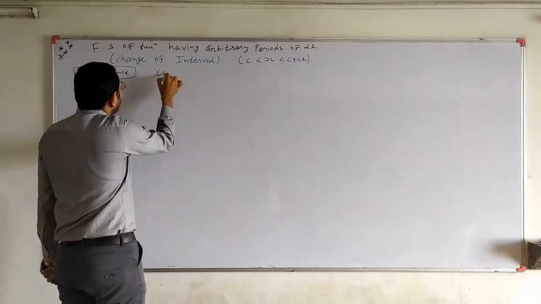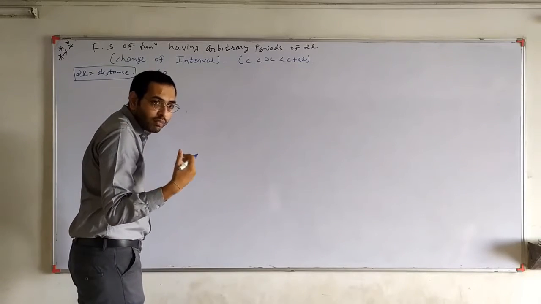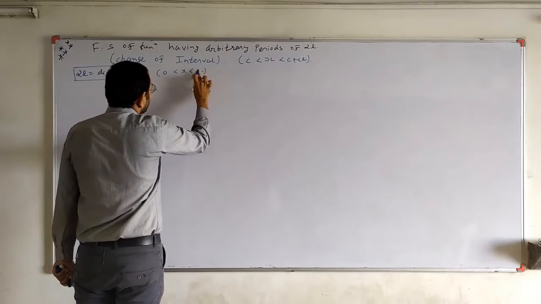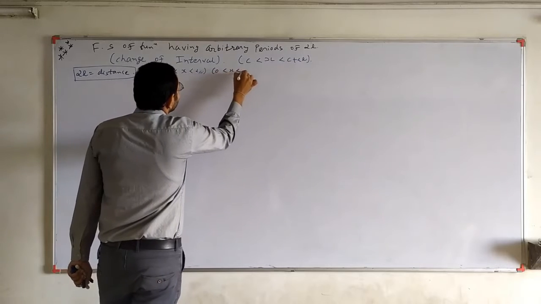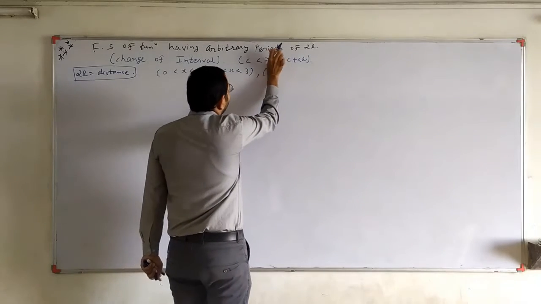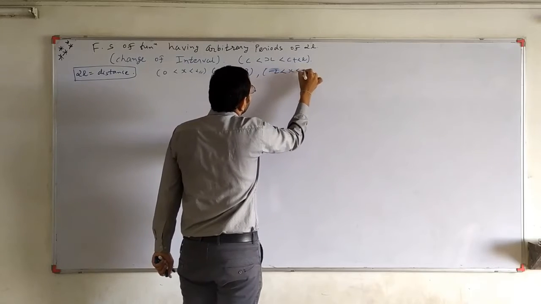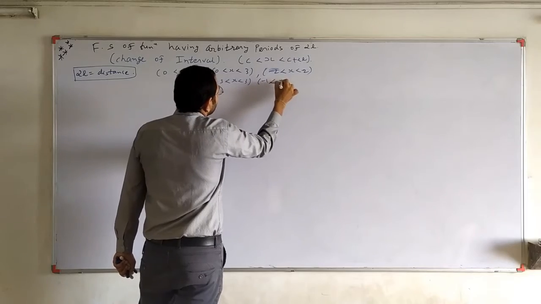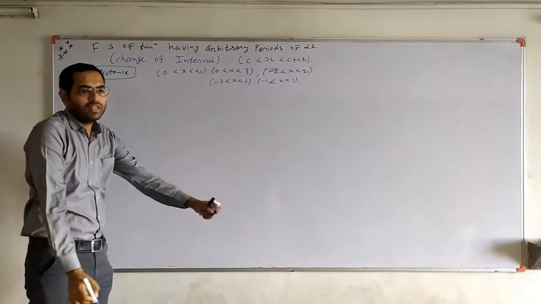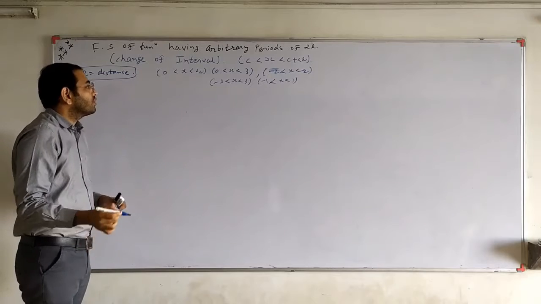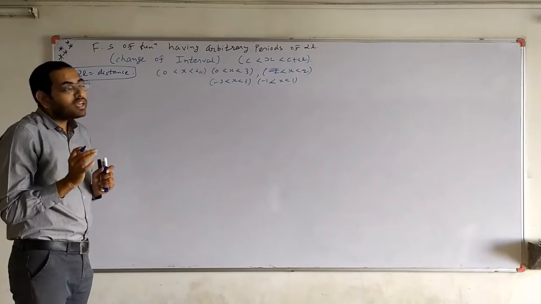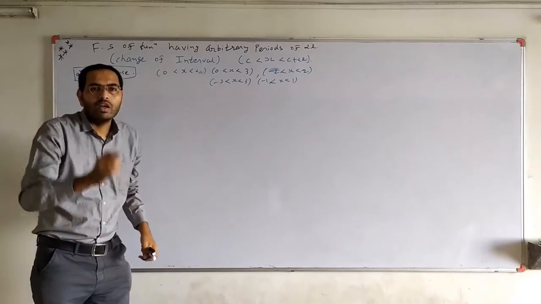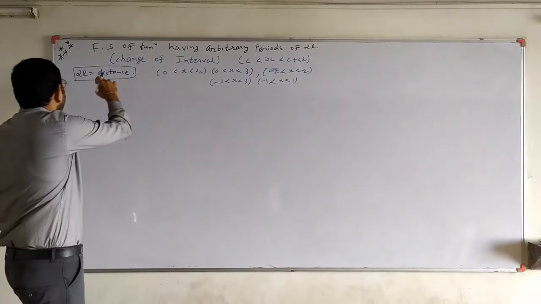Now our upcoming examples are intervals like 0 less than x less than 2l, 0 less than x less than 3, minus 2 less than x less than 2, minus 3 less than x less than 3, minus 1 to 1. These are the intervals. Whenever an interval is given in terms of arbitrary periods, we first find the value of l.